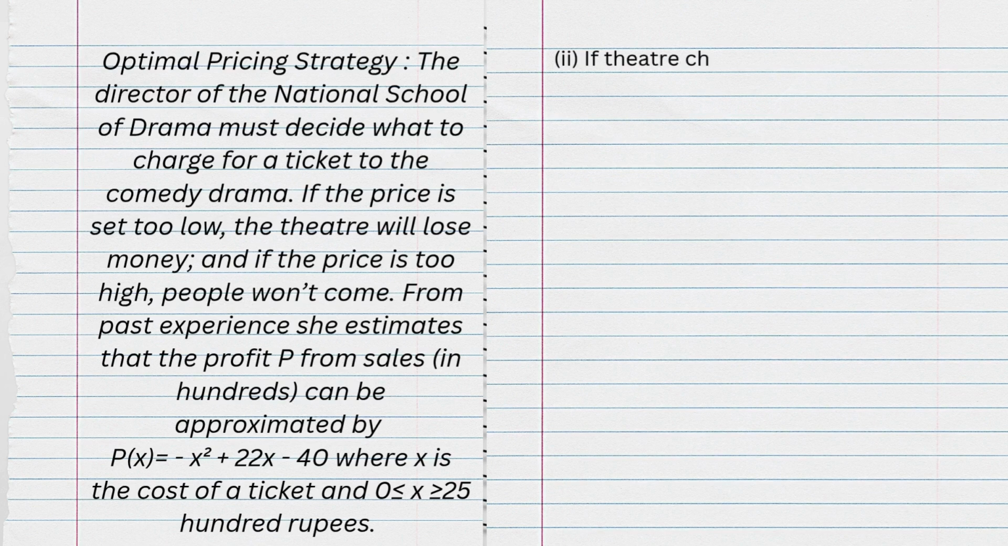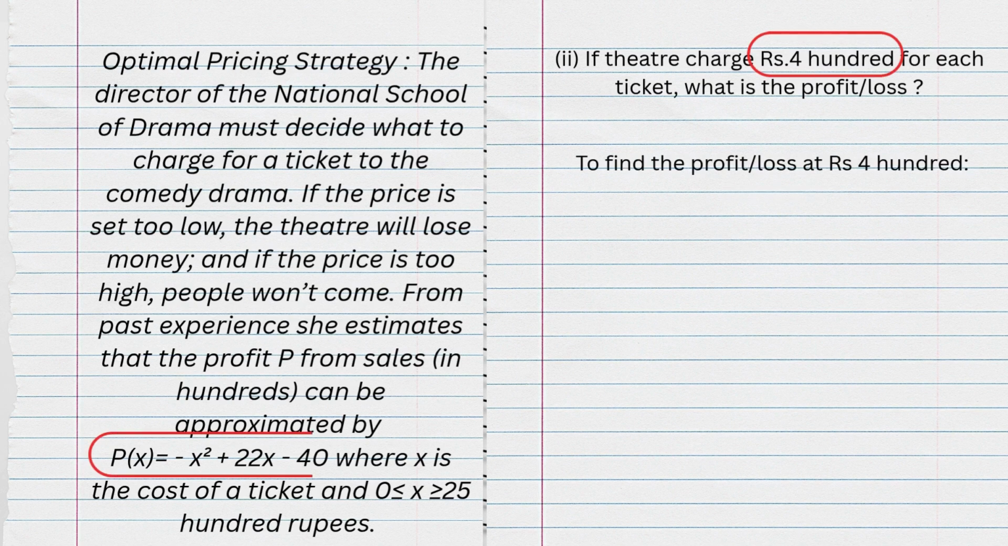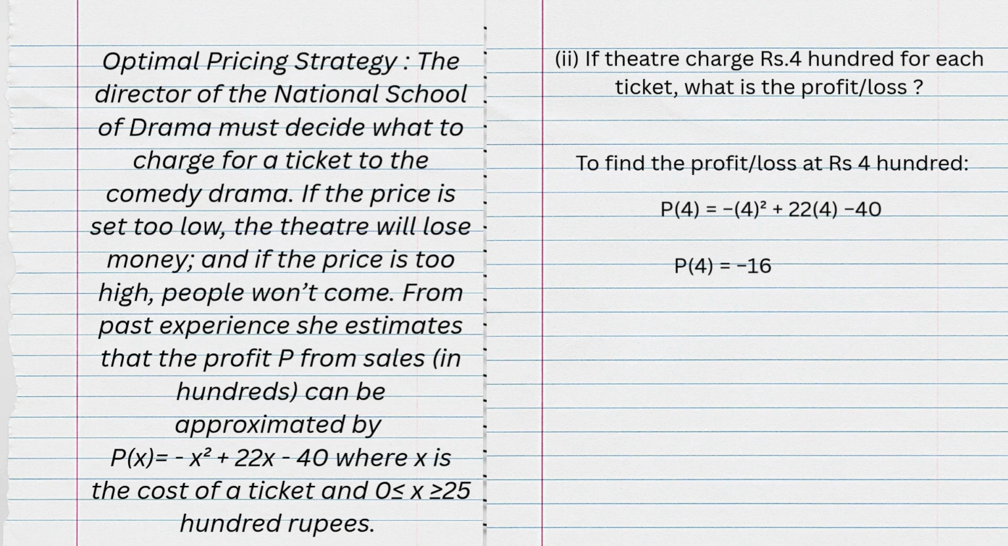In the second part, it says if the theater charged rupees 400 for each ticket, then what is the profit or loss? To find the profit or loss at rupees 400, we are going to replace x as 4 in the polynomial. So it results to give P(4) equals 32. Therefore, the profit is 3200.